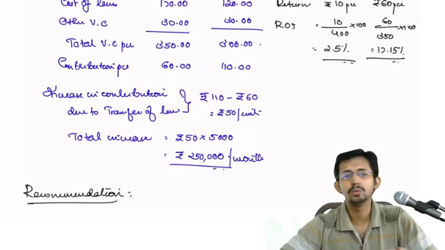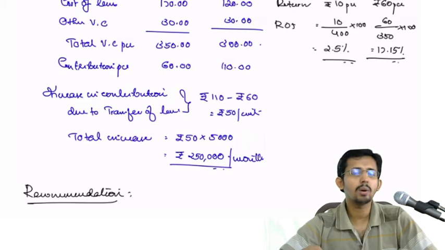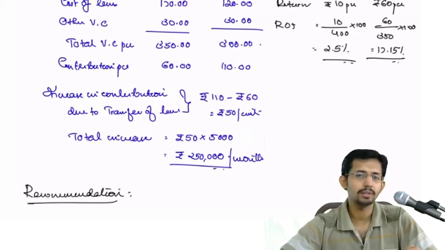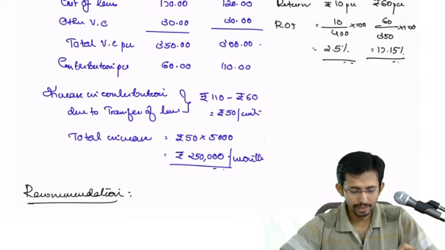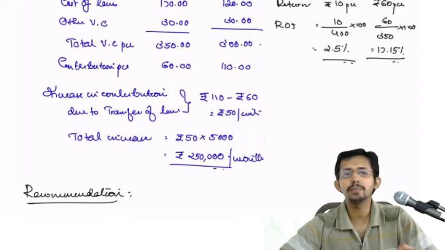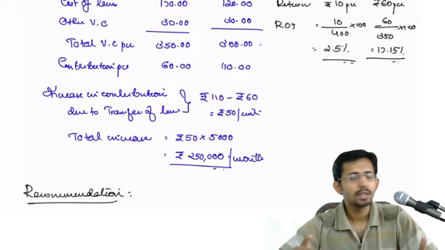Okay, 2, as the return on investment on each surveillance camera sold will increase from 2.5% to 17.5%. Okay, so what would be the conclusion?